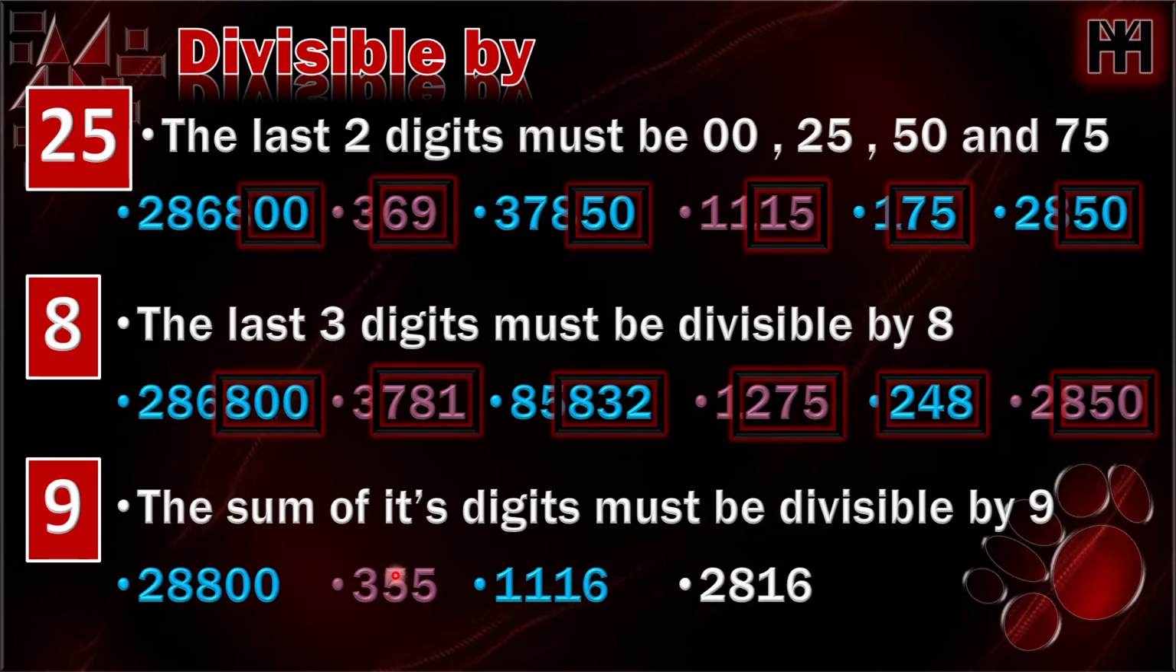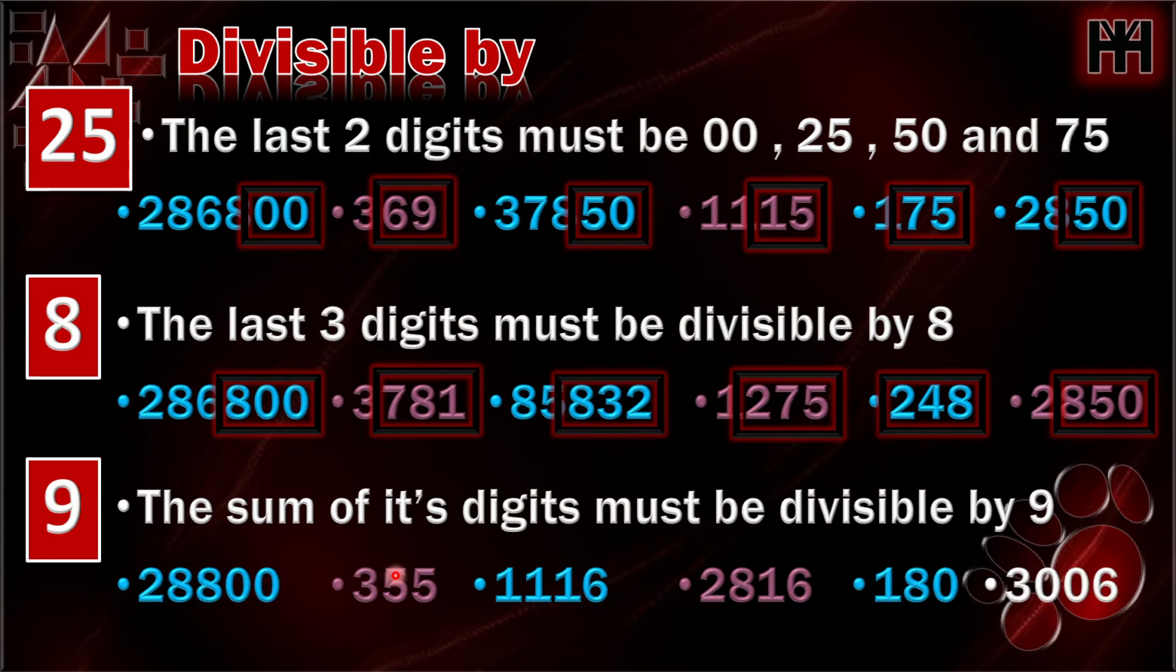2, 8, 1, and 6. So is it divisible by 9 or not? No. As 2 and 8, 10. 10 and 1, 11. 6 and 11 is 17. 17 is not divisible by 9. Okay, and last is 180. 1 plus 8, it's 9, so of course it's divisible by 9. And last, 3006. 3 plus 6 is 9, and it's divisible by 9.